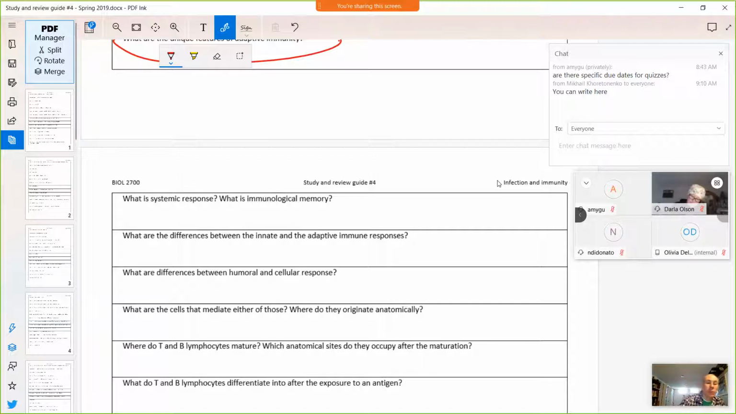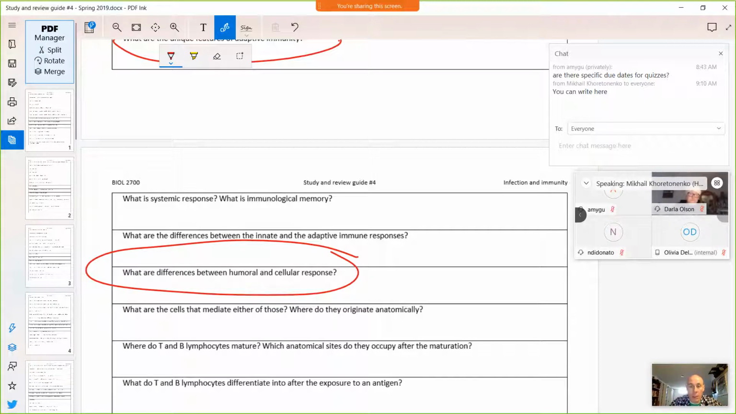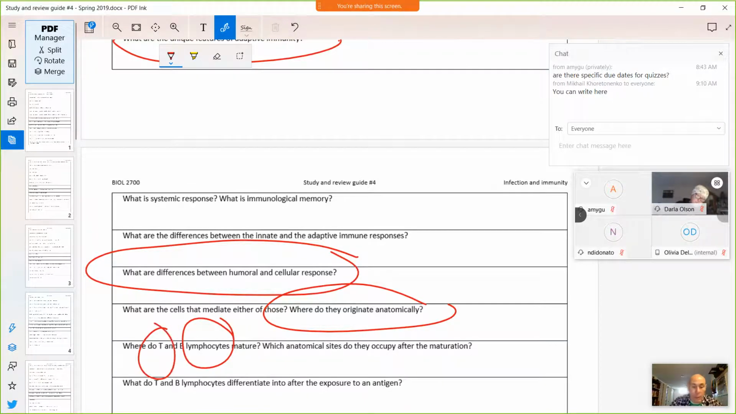Okay, humoral and cellular. Humoral responses are mediated by antibodies, cellular by T cells. So humoral response is essentially B cell response, cellular response is T cell response. B and T cells originate in the bone marrow. B lymphocytes mature in the bone marrow. T lymphocytes mature in the thymus. After maturation, they all populate lymphoid tissue, lymph nodes, spleen.